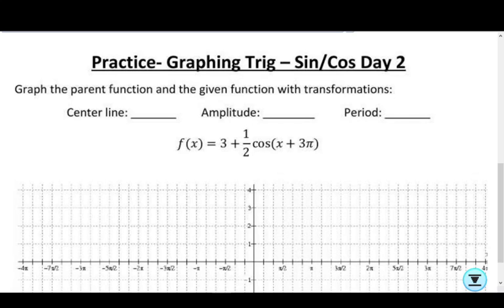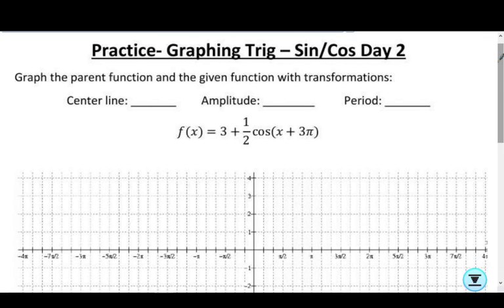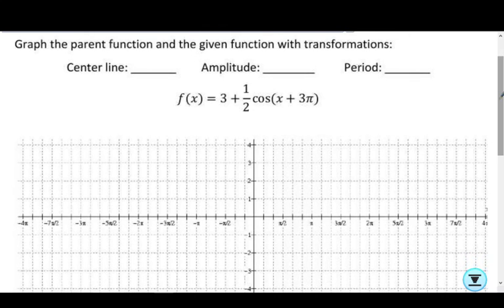Okay, so this is our second day practicing graphing trig functions. Today we're going to start with cosine. And I actually put it on the paper this time where it has the center line, amplitude, and period. So we're going to find those and plug those in there.